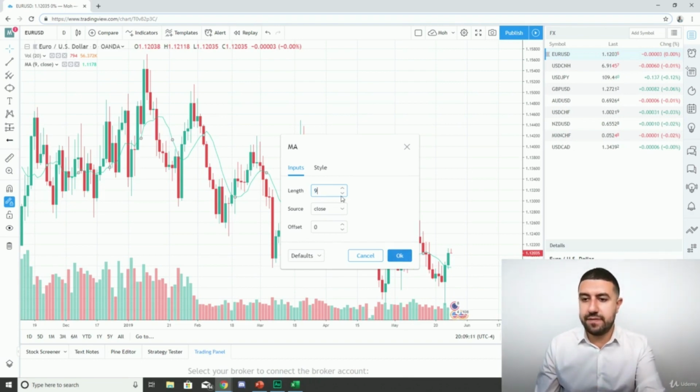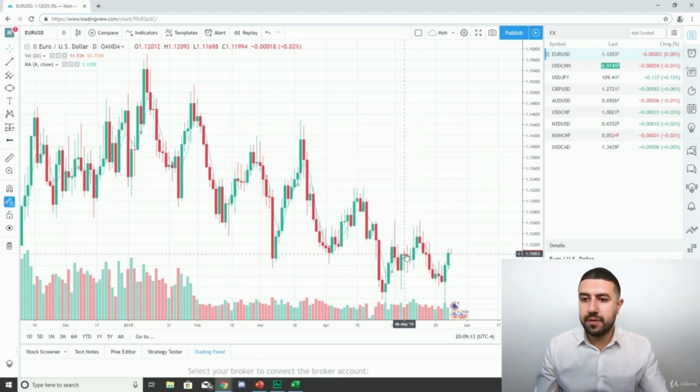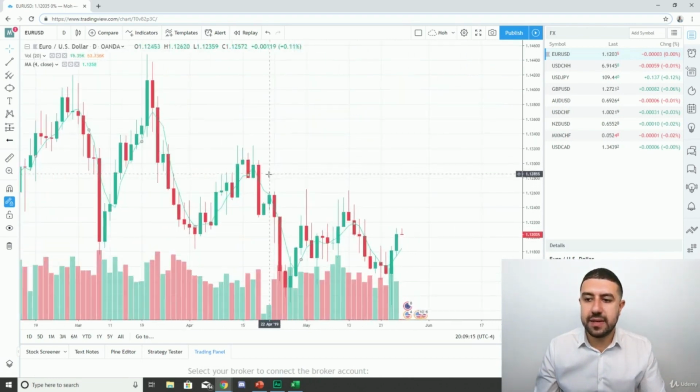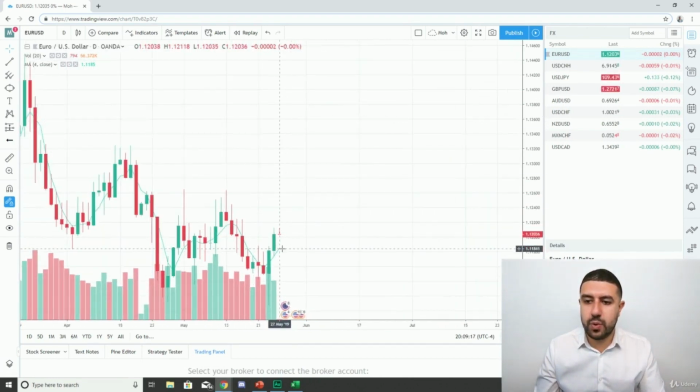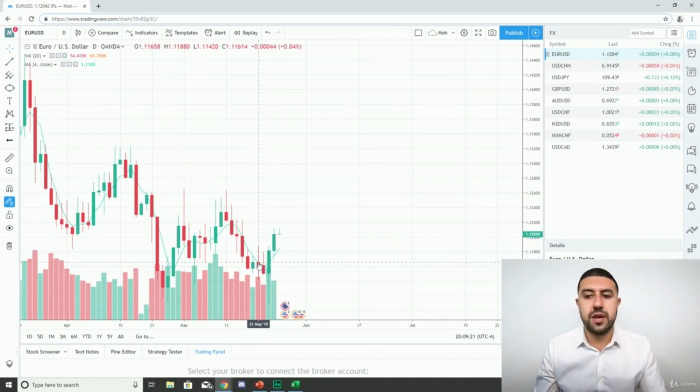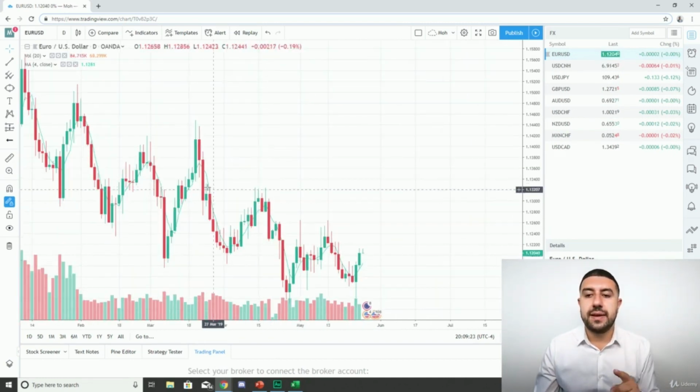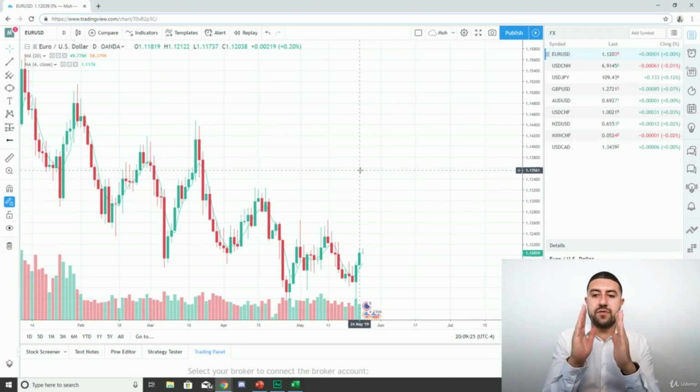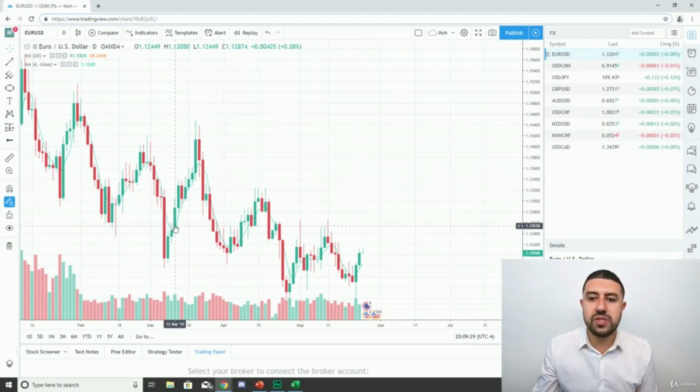But here, let's say I put 4. Then you would see that, let's say here, the way they drew this is by using the close of this one, the close of this one, the close of this one, the close of this one, just sort of like we did. Now you'll see that if you have a very short period moving average, this line here is going to follow the prices very closely, right?